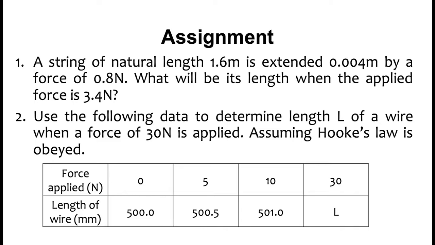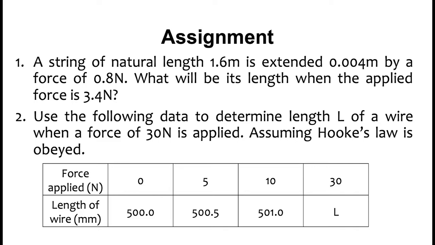Question 2. Use the following data to determine length L of a wire when a force of 30 Newton is applied, assuming Hooke's law is obeyed. On the table, the first box contains force applied, or we can say load, and the SI unit is Newton. The second box under it is length of wire in millimeter, which is not the SI unit of length, but we take that one for this.